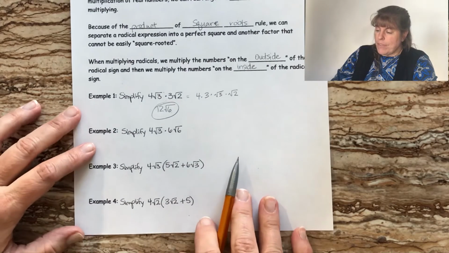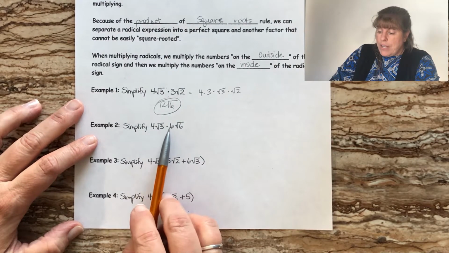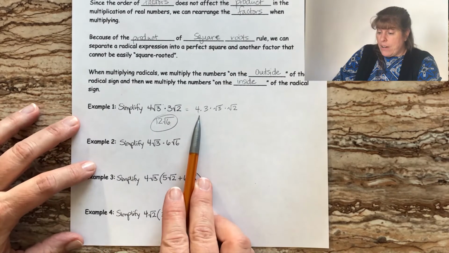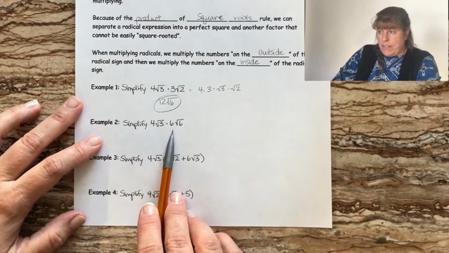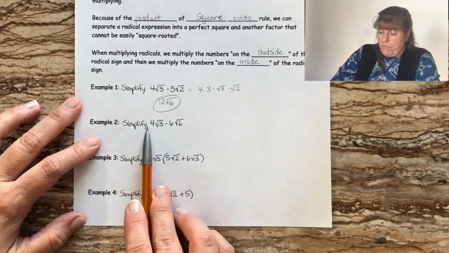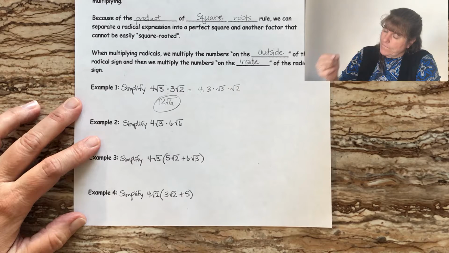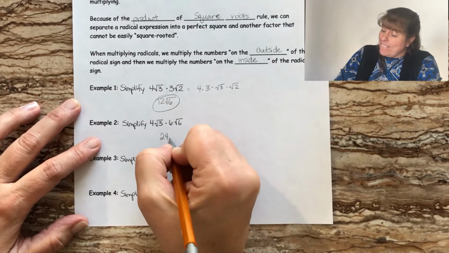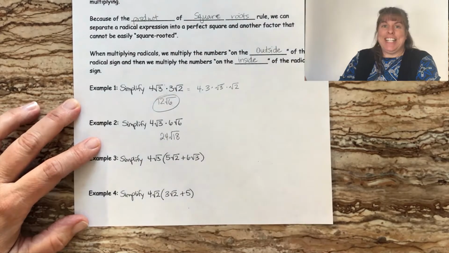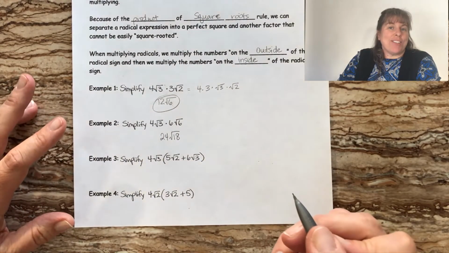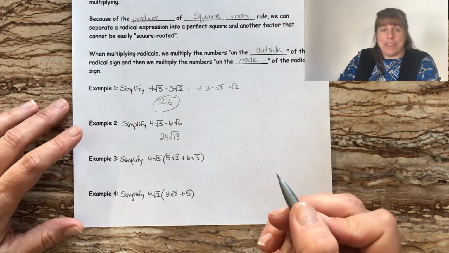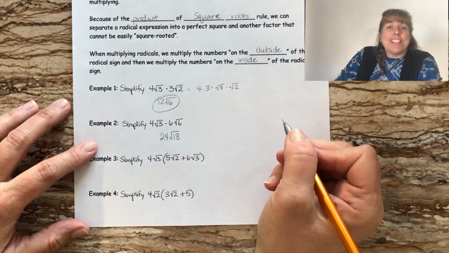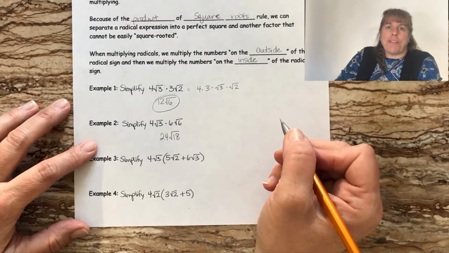So onward. 4 times the square root of 3 times 6 times square root of 6. We could write it just like we did back on example 1, or we could just go ahead and do the multiplication. 4 times 6 is, you got that, 24. And then 3 times 6 is square root of 18. Now, that would not be my answer because it needs to be reduced. So I would get it wrong if I left it that way. So square root of 18 becomes square root of 9 times the square root of 2.